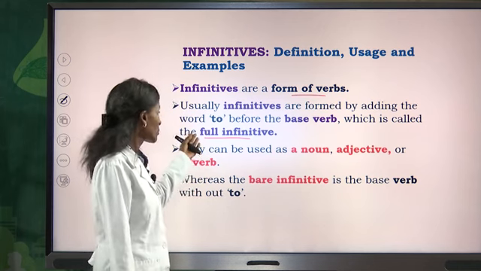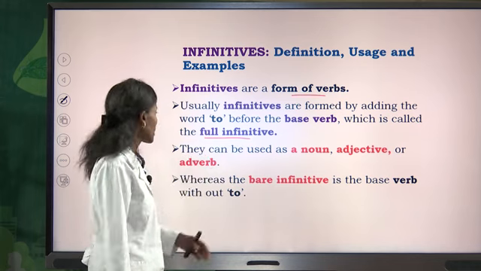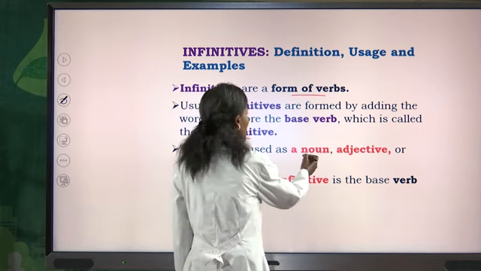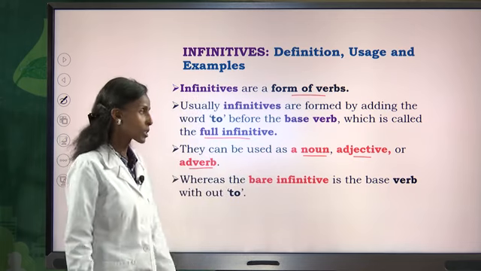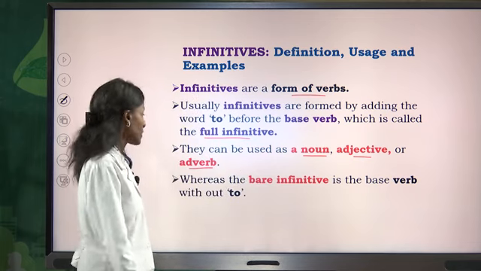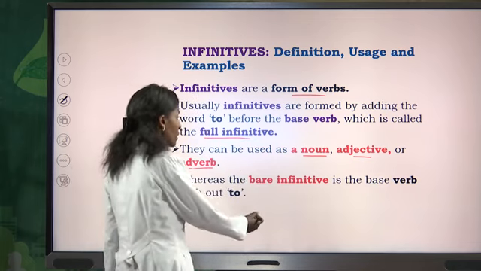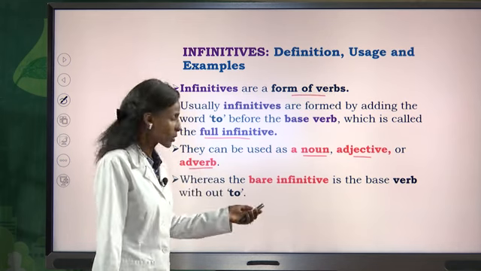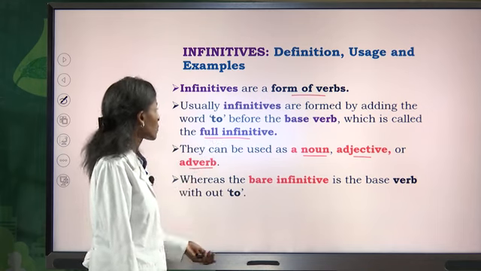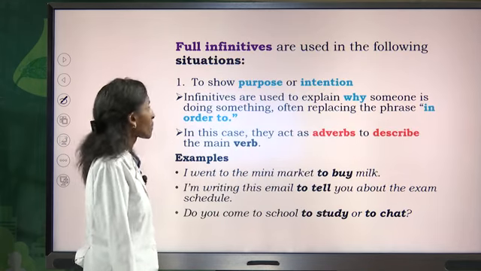We are speaking of full infinitives. We must know that they can be used as a noun, adjective, or adverb form. You see, they can be flexibly used in a sentence as we do for the gerund. Whereas the bare infinitive is the base verb without to. That is, bare means without. So you should know the difference between these verb forms.